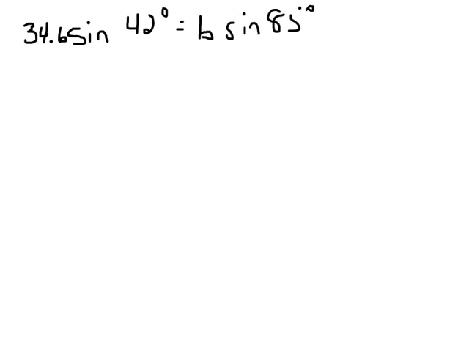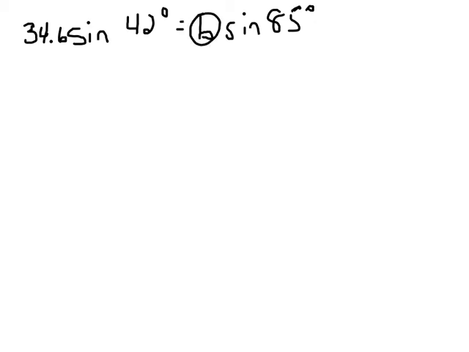Fill it back in. 34.6 times the sine of what did we say? 42 degrees was equal to the X sine 85. Okay, X sine 85. I think we called it B that time. Yeah, and it was 85 here. Since I called it B on that other slide, I'll call it B here. You could call it X, though.